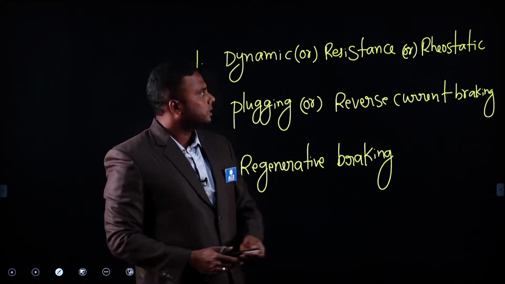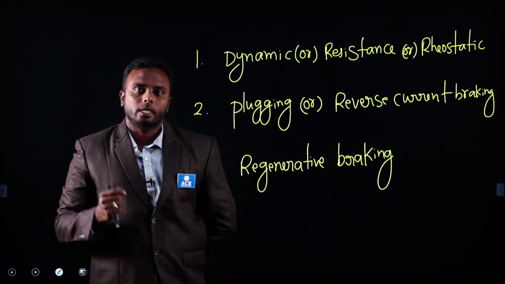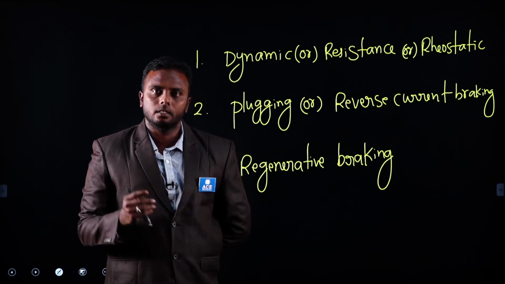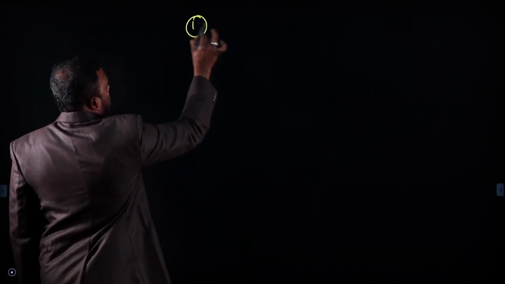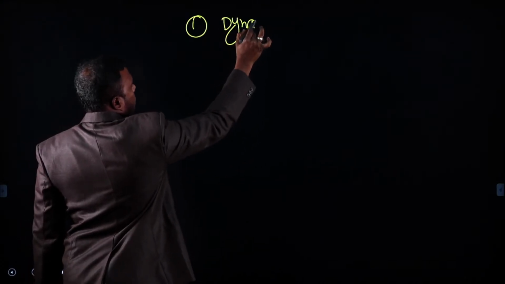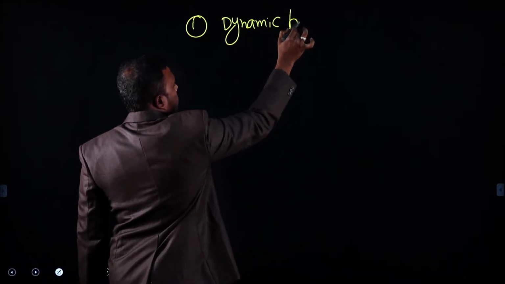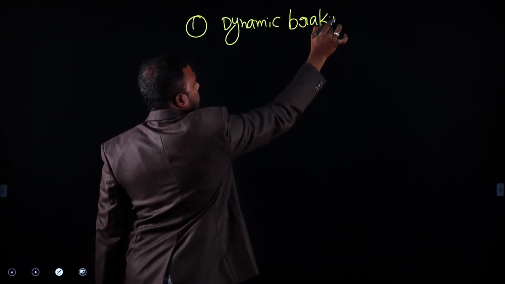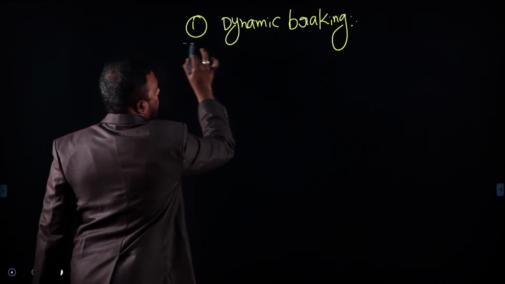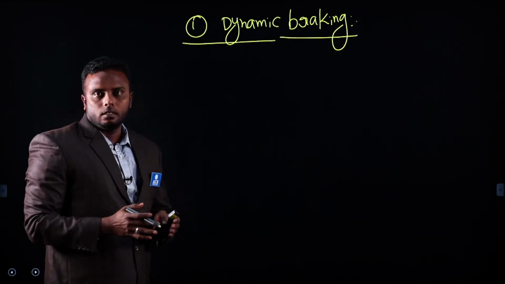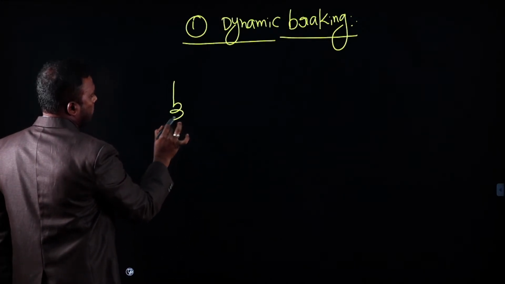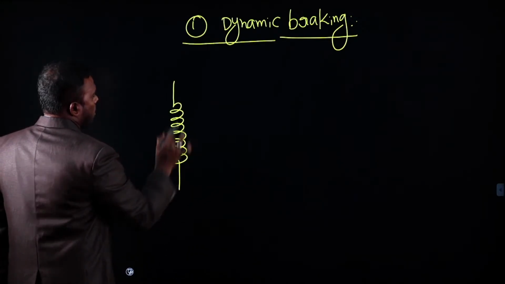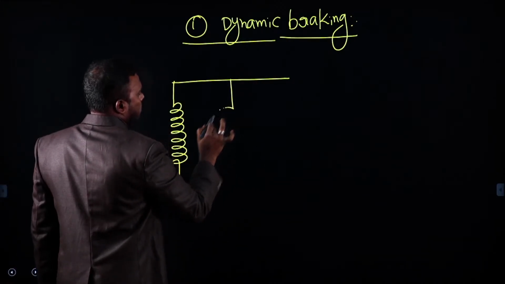Okay, let's see briefly how to apply dynamic braking. For this example, I am taking a DC shunt motor and showing how the brake is applied using dynamic braking. Now, first let us consider a shunt motor which is under normal running condition.